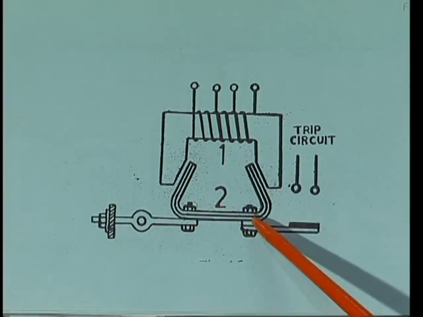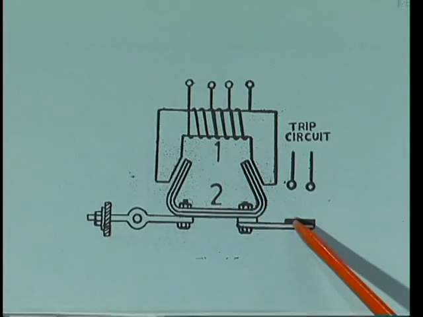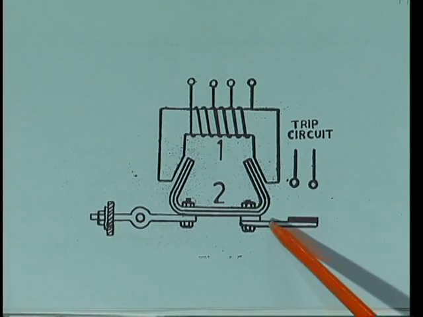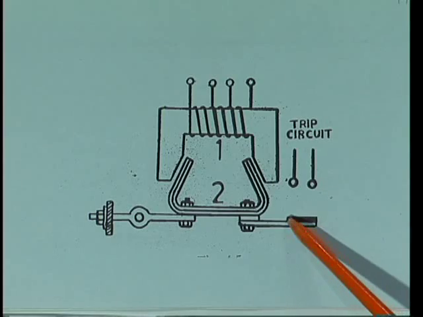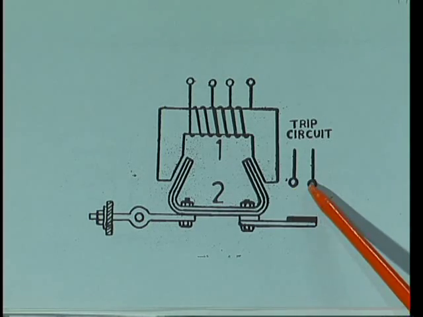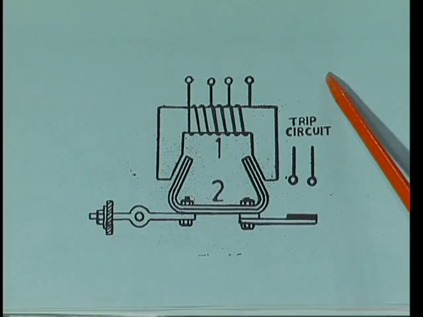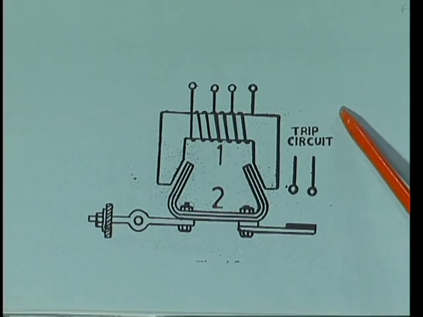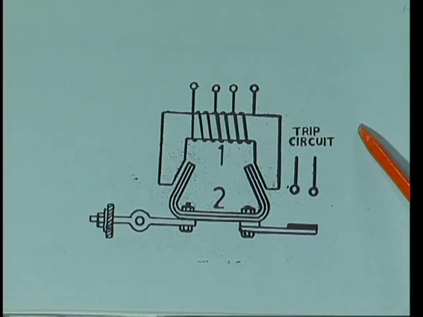So in this way it is pulled upward, and the terminal, that is the body of the iron armature, is connected to the fixed terminal of the trip circuit. In this way the trip circuit is closed, and it energizes and opens the circuit breaker contacts. Therefore the faulty section is disconnected from the healthy system. In this way the electromagnetic relay works.